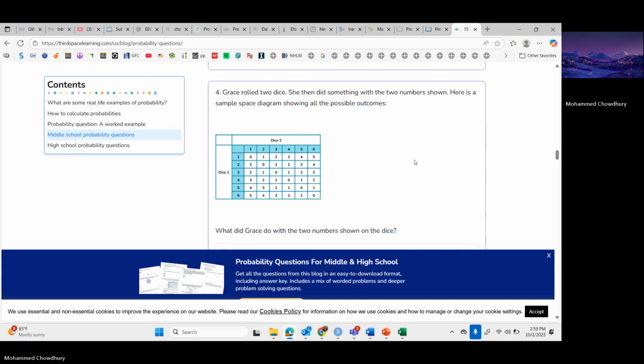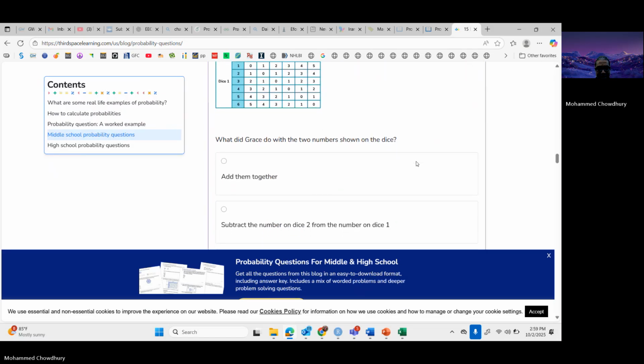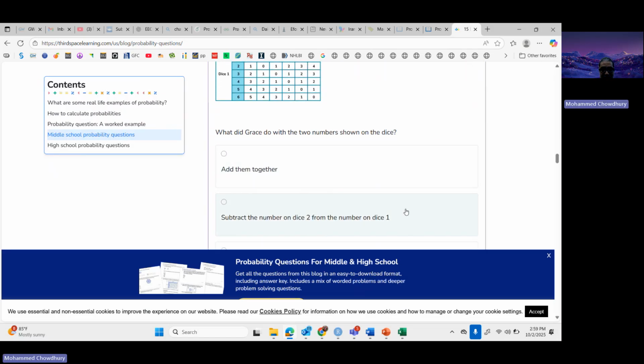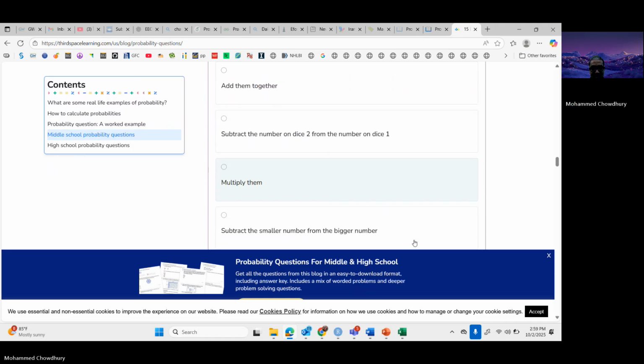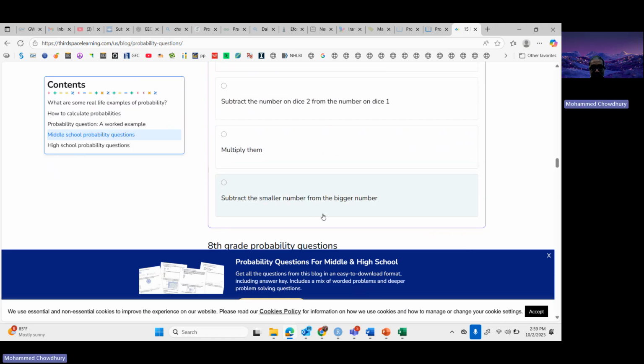Okay. What did Grace do with the 2 numbers shown on the dice? Add them together, subtract the number on die 2 from die 1, or subtract the smaller number from the bigger number. Okay, this is the answer.